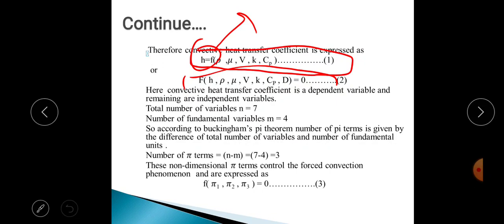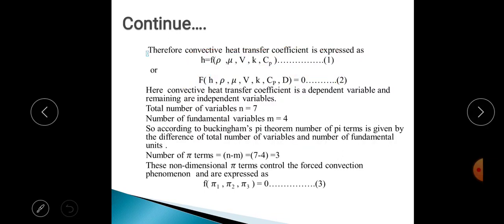Now, as per the procedure, we will find n minus m. So n is the total number of variables. How many variables are there? h, rho, mu, v, k, cp and d. So a total of 7 variables are there. One is the dependent, the heat transfer coefficient, and the remaining 6 are independent.